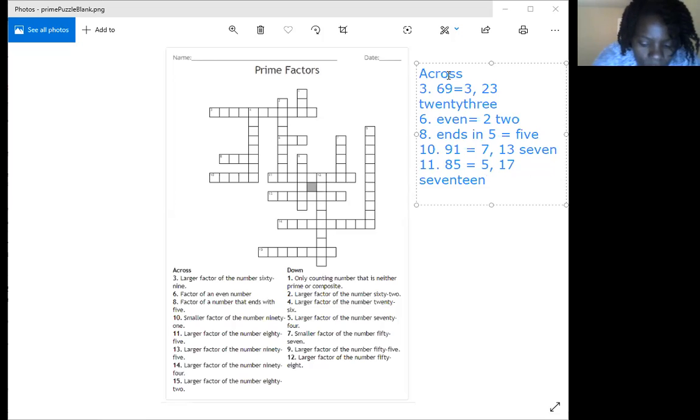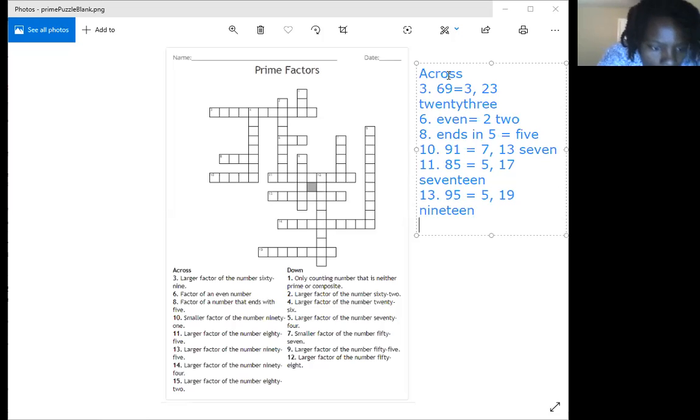Next we have 13. And it says larger factor of the number 95. And we know 95 ends in 5, so one of the factors is 5. So it's 5 and 19. The larger of those is 19. So our answer for that is 19.